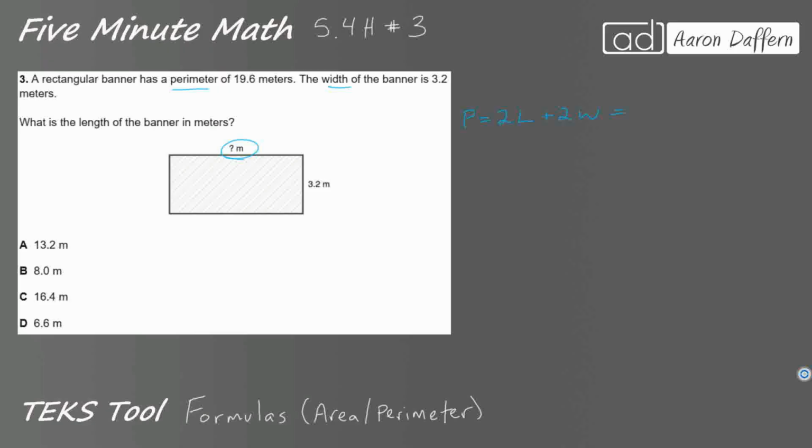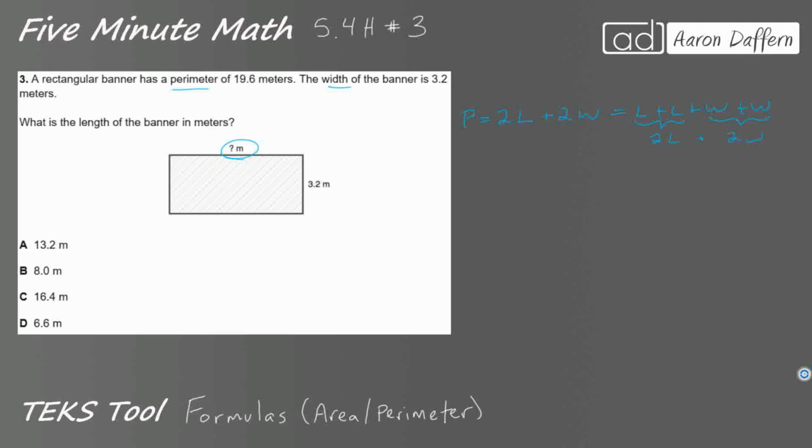We can also just look at it as length plus length plus width plus width, because really the perimeter is just adding up all four sides. Two sides of the length, two sides of the width, right? This is where we get the 2L. That's where we get the 2W. That's where that comes from.